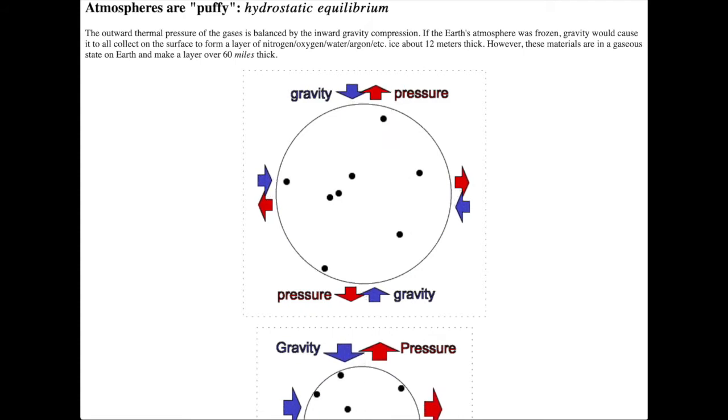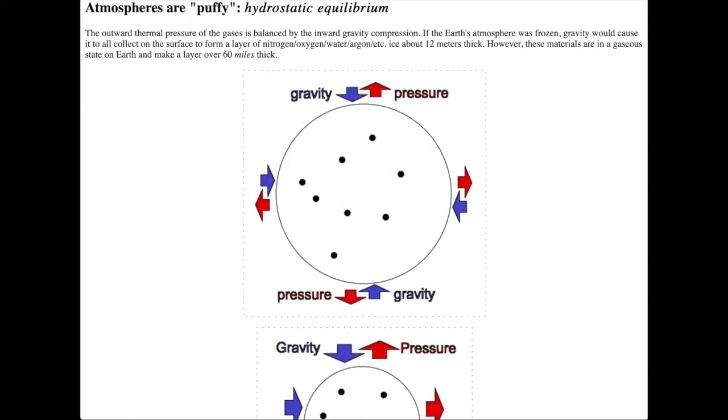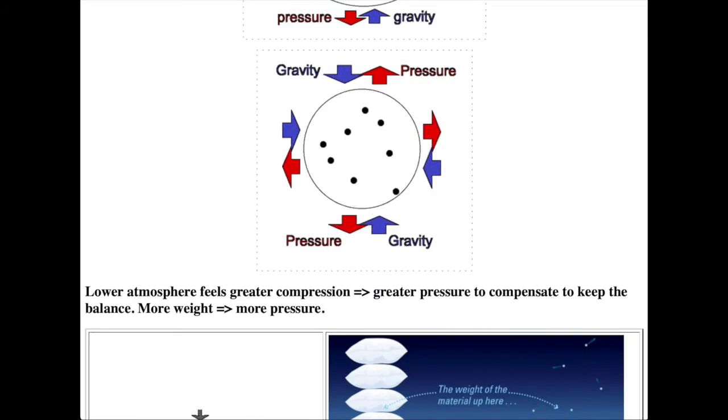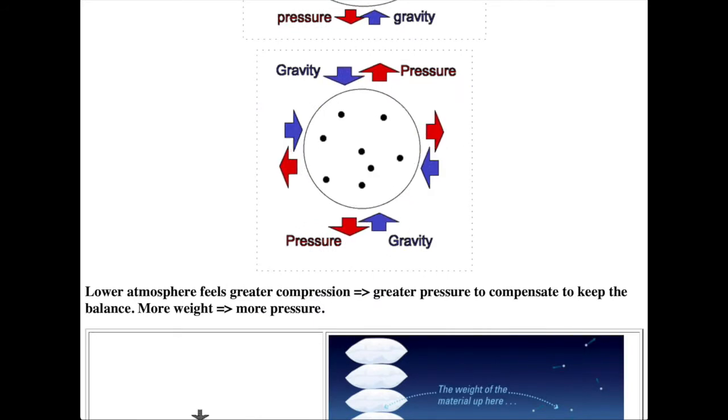If the Earth's atmosphere was frozen, gravity would cause it all to collect on the surface to form a layer of nitrogen, oxygen, water, argon, etc., ice, about 12 meters thick. However, these materials are in a gaseous state on Earth and make a layer over 60 miles, that's 100 kilometers, thick. Greater gravity compression makes a gas hotter, so it can produce greater outward pressure to balance things out.